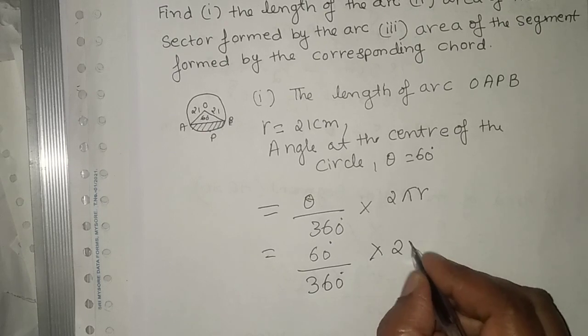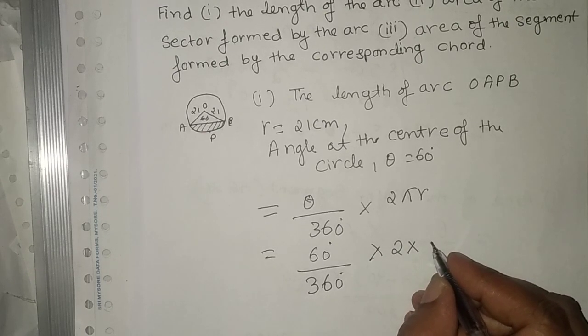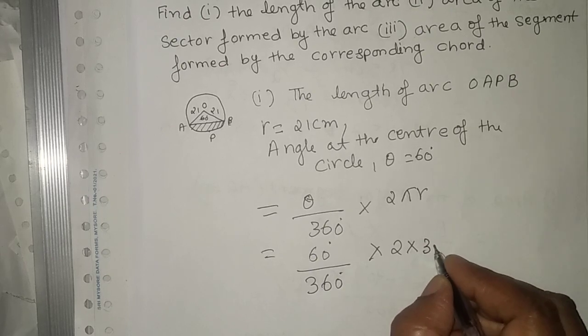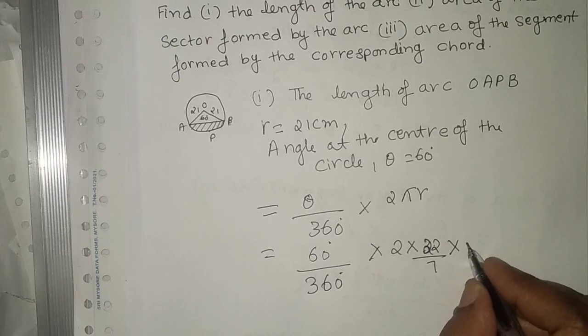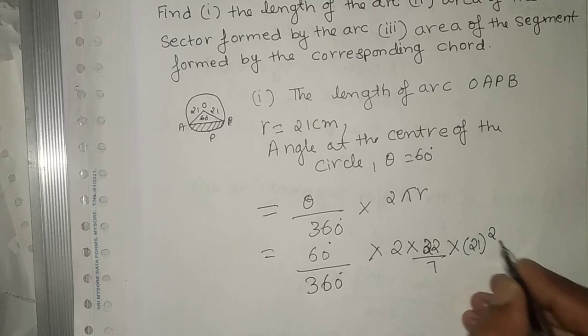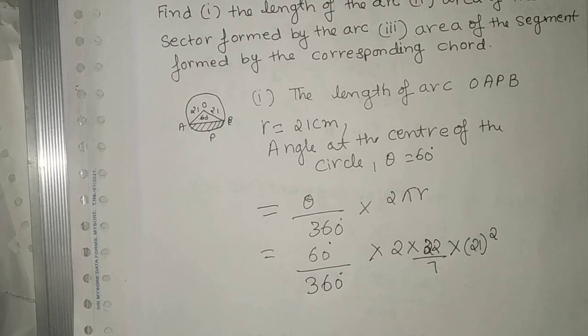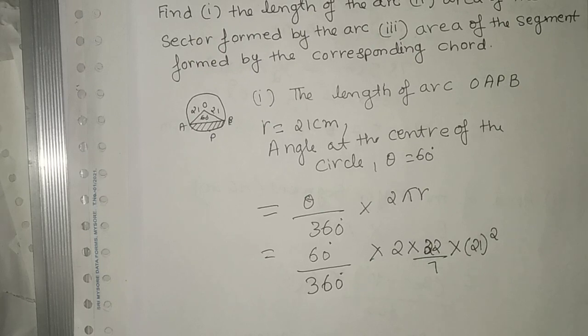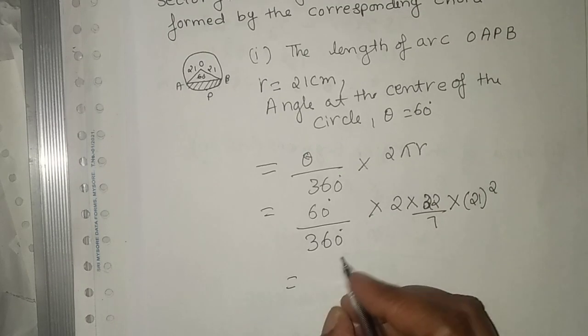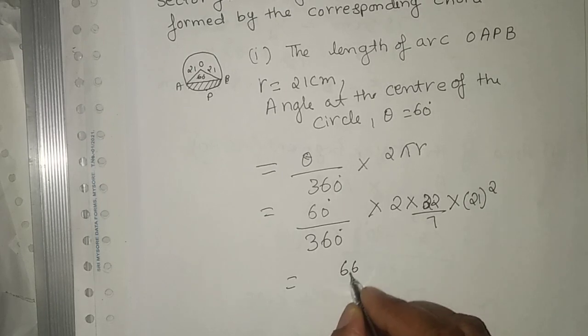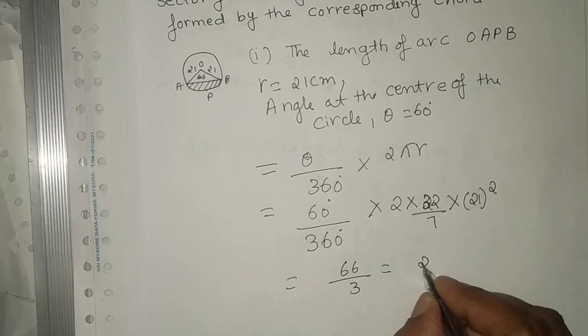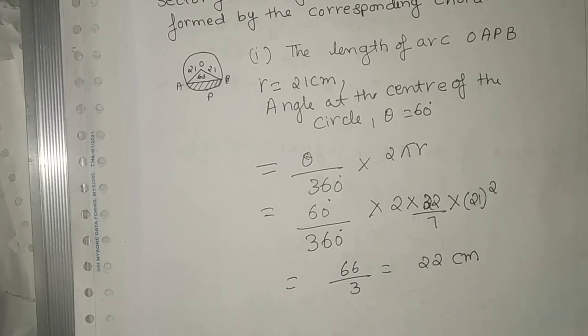Into 2 into pi, we have 22 by 7 into how much? That is 21. So what we have, theta by 360 into 2 pi r. So therefore 60, simplify all this, we'll get 66 by 3, which is equal to 22 centimeters.